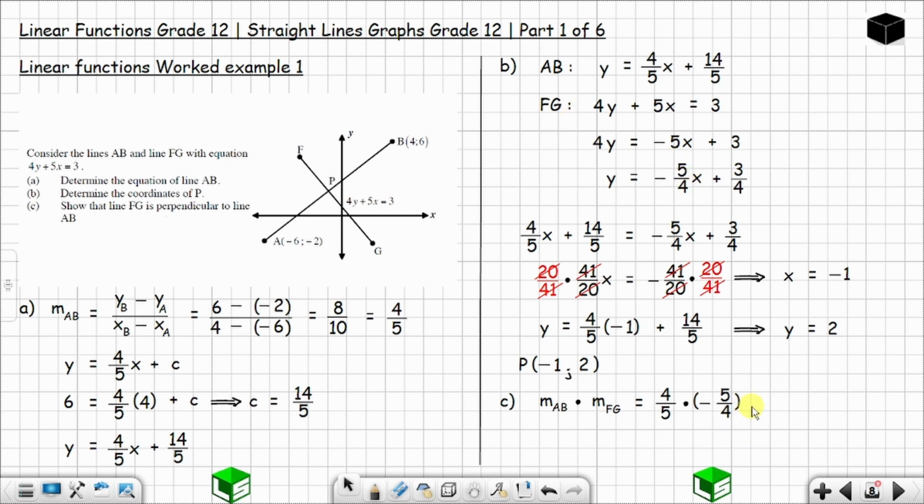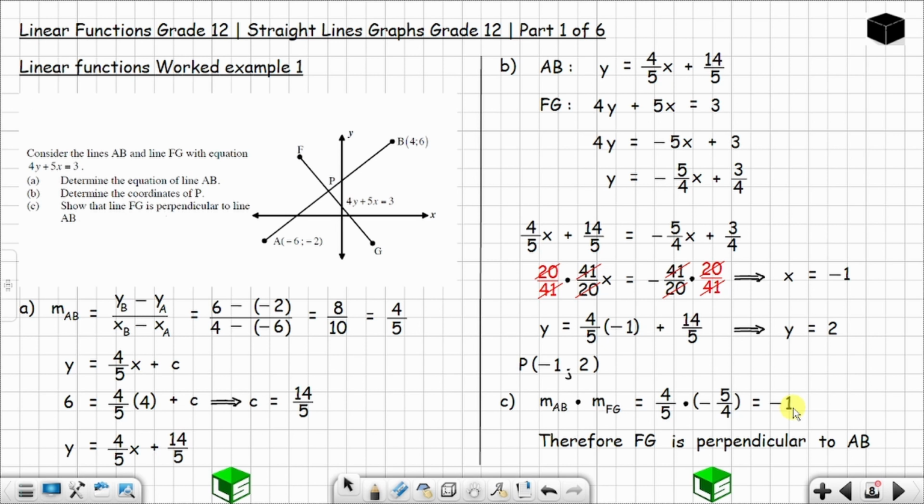When you multiply the two, you can see the 4 and the 4 will cancel. The 5 and the 5 will cancel. So you have 1 and you have negative there. Can you see? So this is equal to negative 1. Okay? You can see clearly that these two lines, AB and FG, are perpendicular to each other. So you can conclude, therefore, FG is perpendicular to AB, because the product of their gradient or the product of their slope is equal to -1.